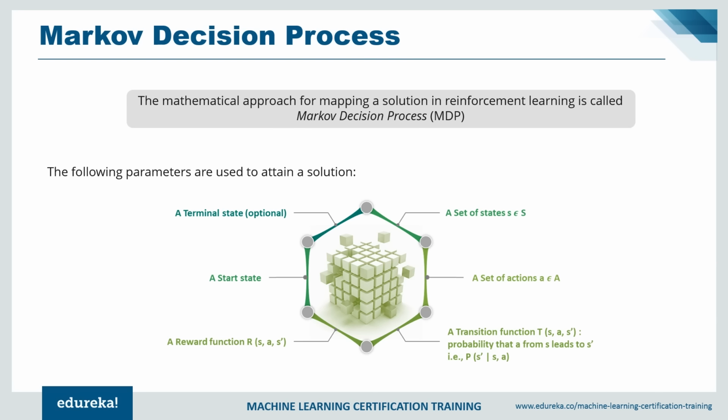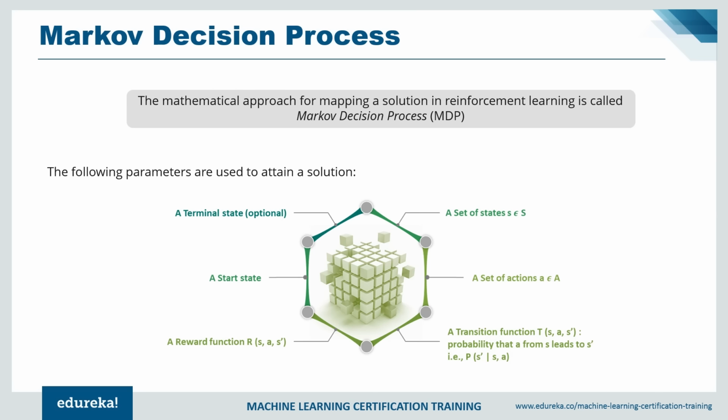Now, the following parameters are used to attain a solution. Set of actions A, set of states S, we have the reward R, policy pi, and the value V. And we have transition function T, probability that a form leads to S.